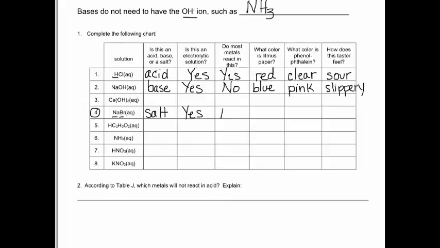Metals wouldn't react with it, although they catalyze some oxidation reactions. The neutral color for litmus is red and blue together, which makes purple because salts are neutral. Phenolphthalein would still be clear, and it would taste salty. All right, so now go ahead and pause it and fill in the rest.